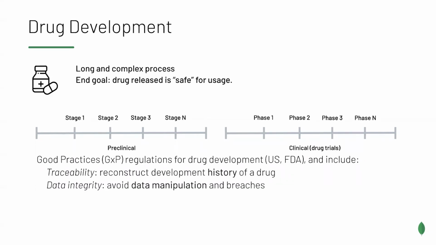Drug development is governed by good practices or GXP regulations. While the GXP guidelines are generally similar across countries, typically each country has its own regulator for drug release. In the US, the Food and Drug Administration regulates drug development. The goals of these regulations include traceability and data integrity. Traceability means the ability to reconstruct the development history of a drug. Data integrity implies making sure that the data for drug development and its history are free from manipulation and breaches, because data manipulation for drugs can have serious consequences.